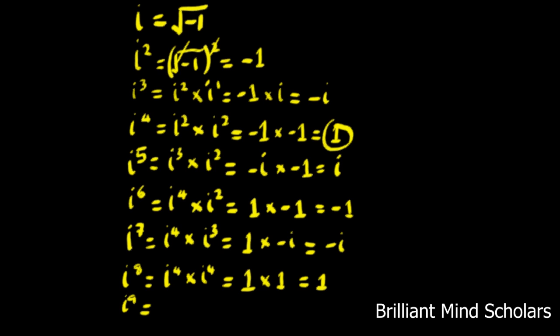For simplicity, I'll write that as i raised to power 5 times i raised to power 4, right? Let's rewrite that properly. So i raised to power 5 we got to be i, and i raised to power 4 we know would be 1. So that would be i times 1.